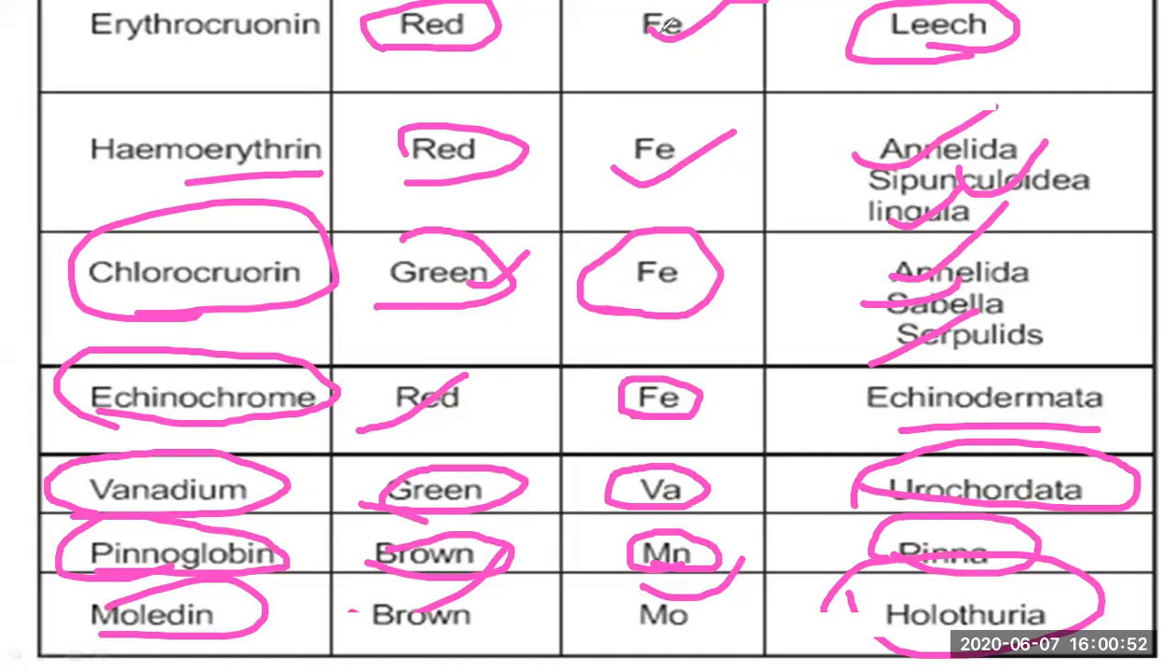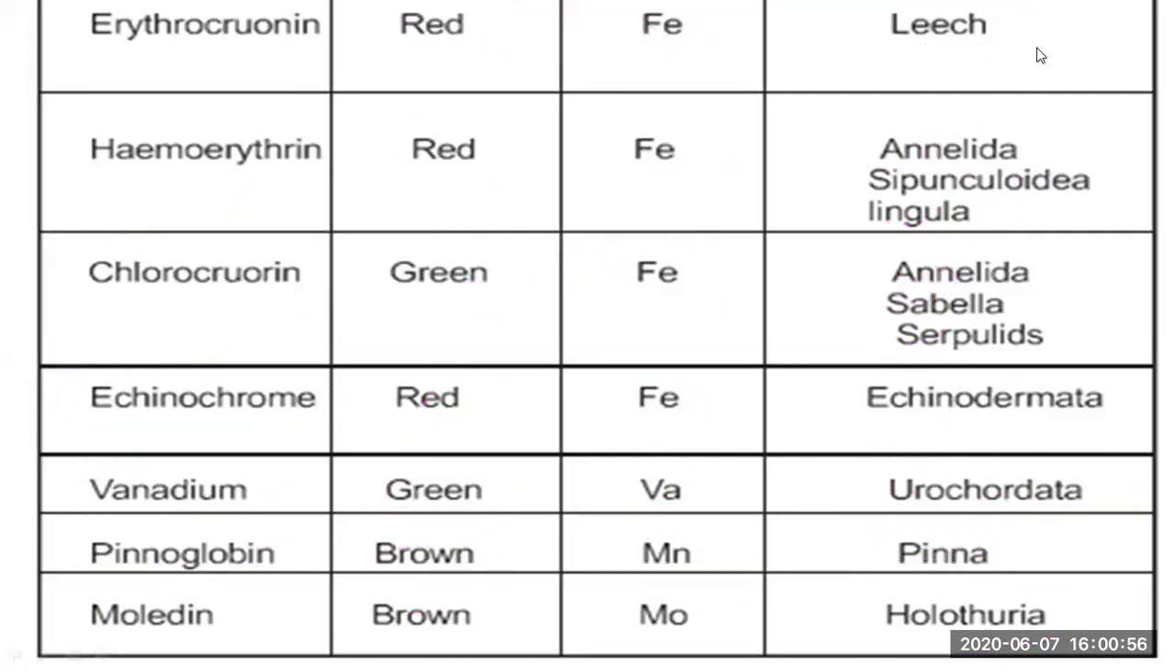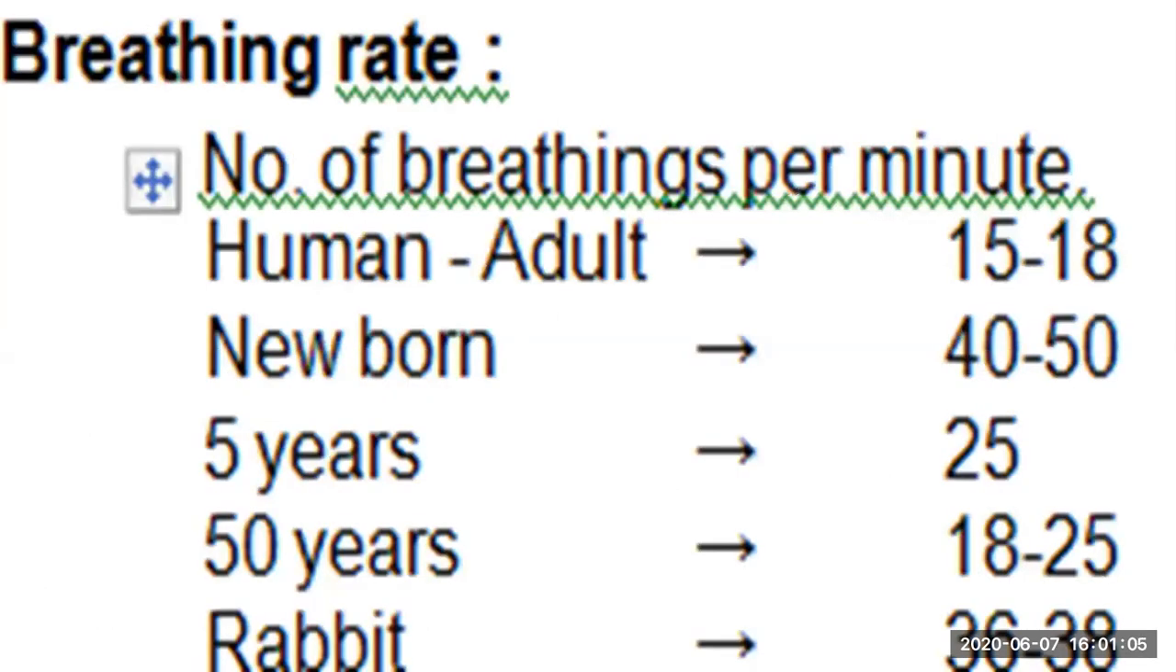So we have to see a large number of different pigments. They have different colors. But you should learn about hemocyanin and hemoglobin. These are the two very important ones, which I have already asked a number of times in your NEET exam. So now we will start the next thing, that is breathing rate.